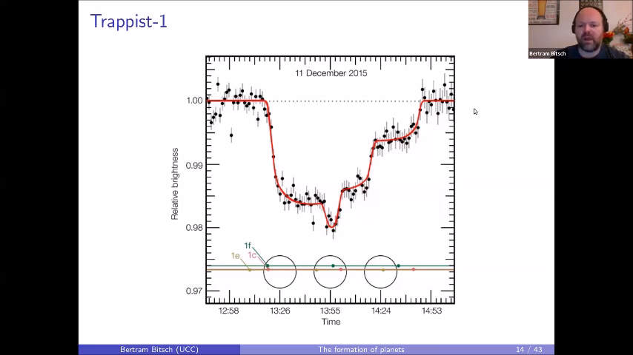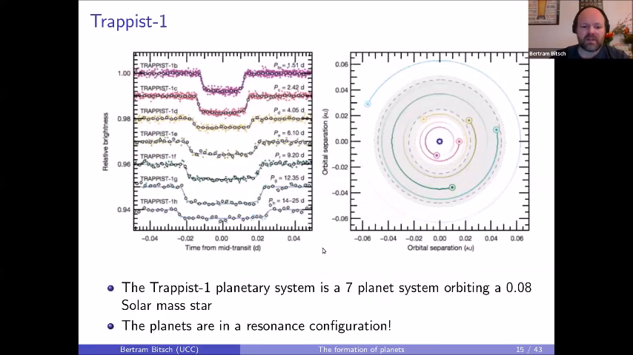Now the system here is the Trappist-1 planetary system. It's a very, very interesting planetary system because it contains 7 planets that orbit a very small mass star. So the star is less than 10% the mass of our own star. So it's a very small star, which means that it emits even less light. Now, the very interesting part here is that these 7 planets form a so-called resonance chain. So this means, for example, when the inner planet goes around the central star, let's say twice, the next planet will only go around once. So we have a resonance.